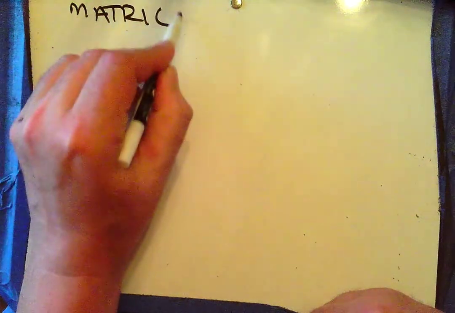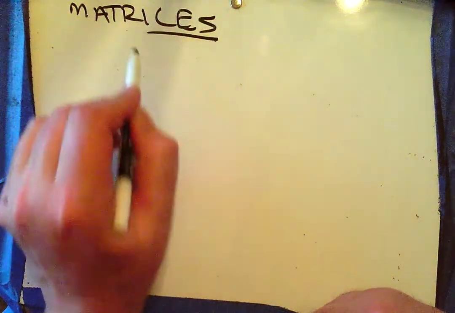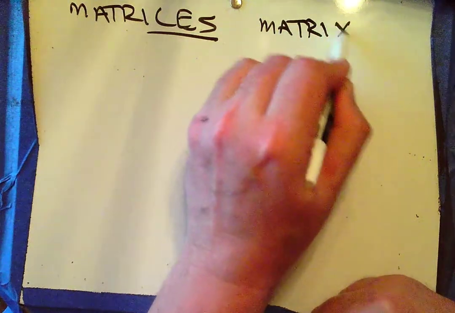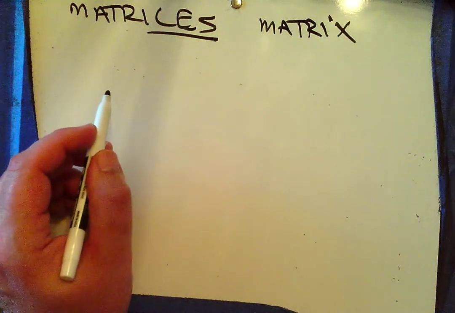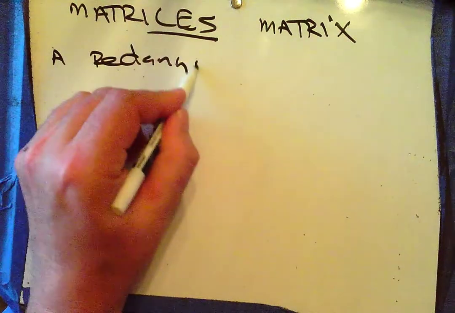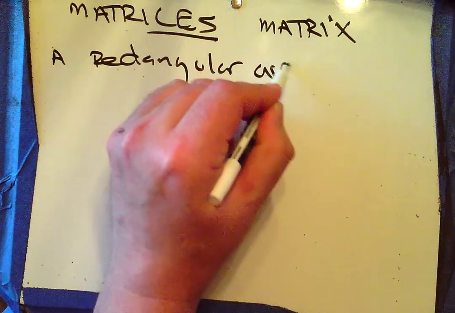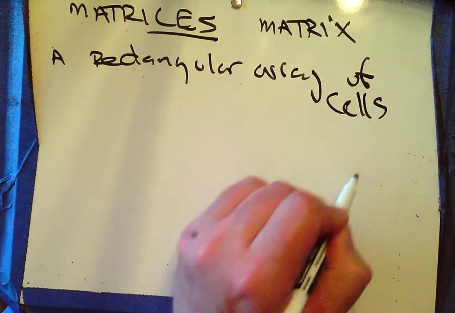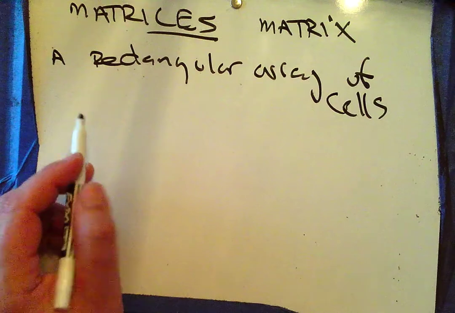Not matrices, matrices. Matrices is a plural form of the word matrix. And a matrix is a rectangular array of cells.